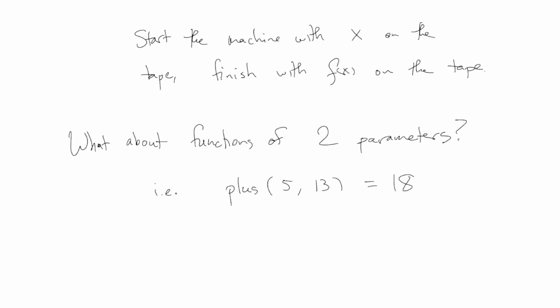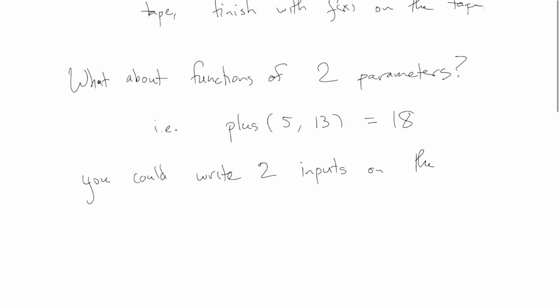Because the Turing machine just has one big tape. One way to do it is you could write the 2 inputs on the tape with some kind of a separator. That's what this would be called. Like 5, 1, 3. The comma is actually part of the input, and there's a comma on the tape as one of the letters that's written on the tape.